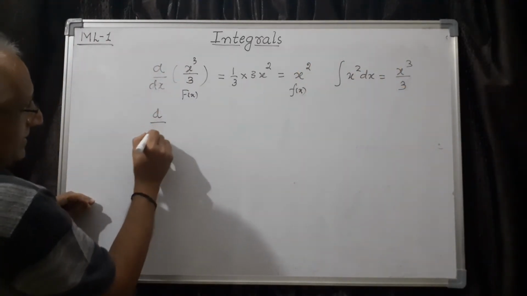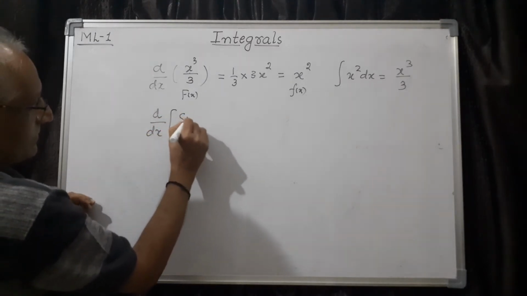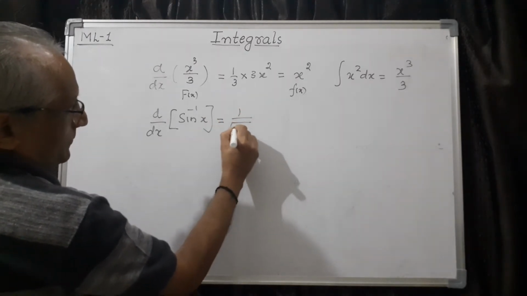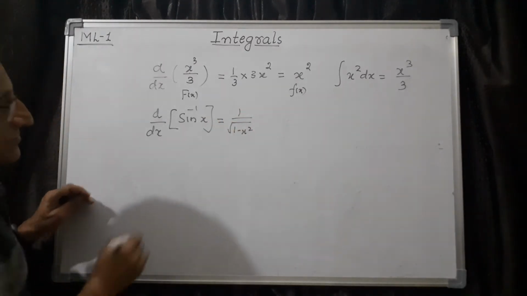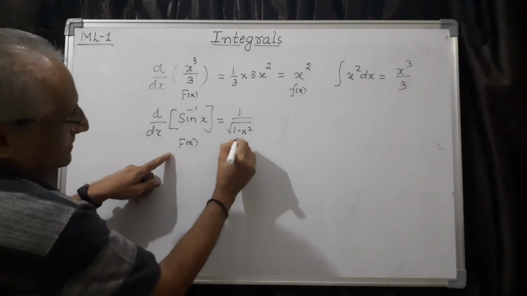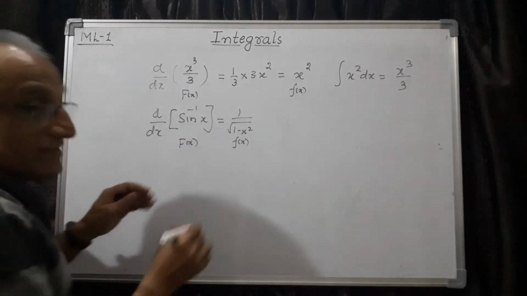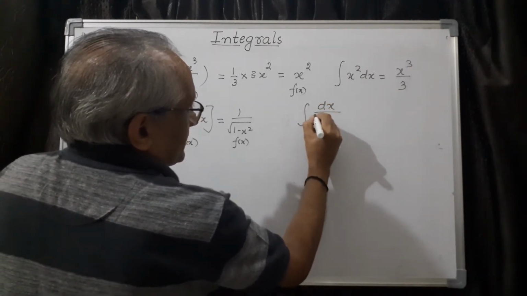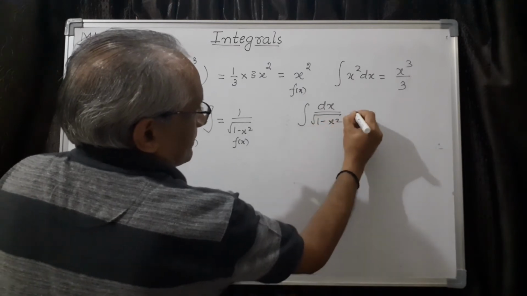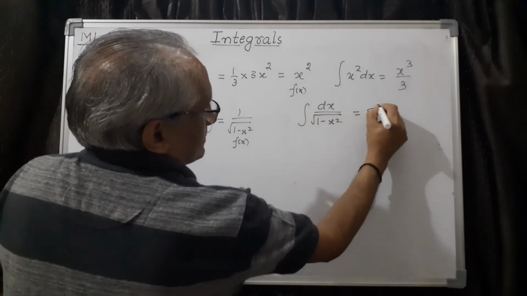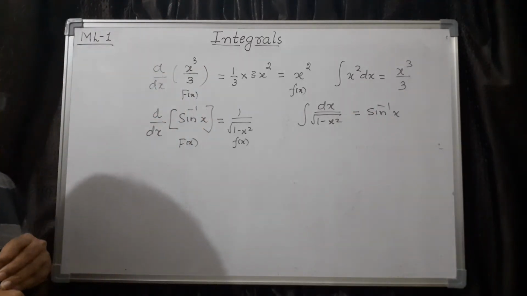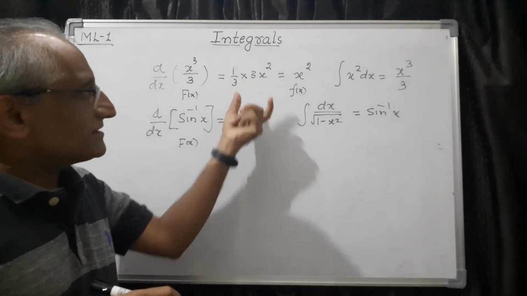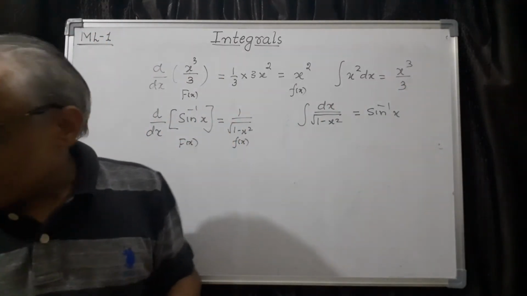Similarly, d by dx of, for example, sine inverse x, which you have studied. We know it is 1 by square root of 1 minus x square. So this is our capital F of x, and this is our small f of x. In the beginning only, we can say integration of dx by square root of 1 minus x square will be equal to sine inverse x. Like this, in the beginning we can take some function, differentiate it, get the function, then write in the reverse. That is practice.